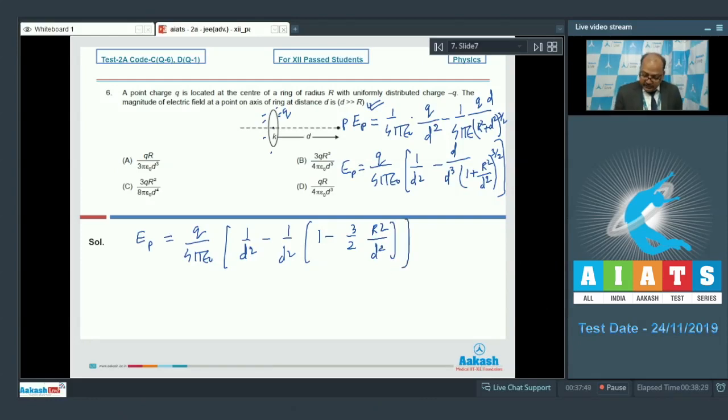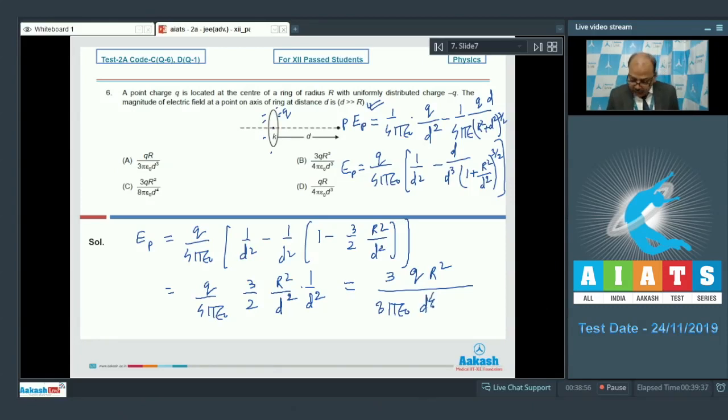So we can see that this 1 by D square and this minus 1 by D square will cancel. This is equal to Q by 4 pi epsilon naught 3 by 2 R square by D square, and there is one more D square here. So on simplifying, the electric field at point P is equal to 3Q R square divided by 8 pi epsilon naught D to the power 4.